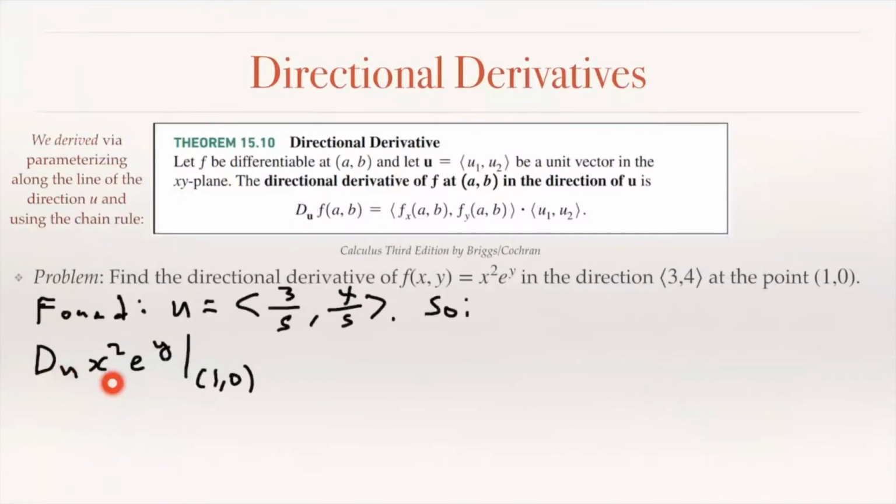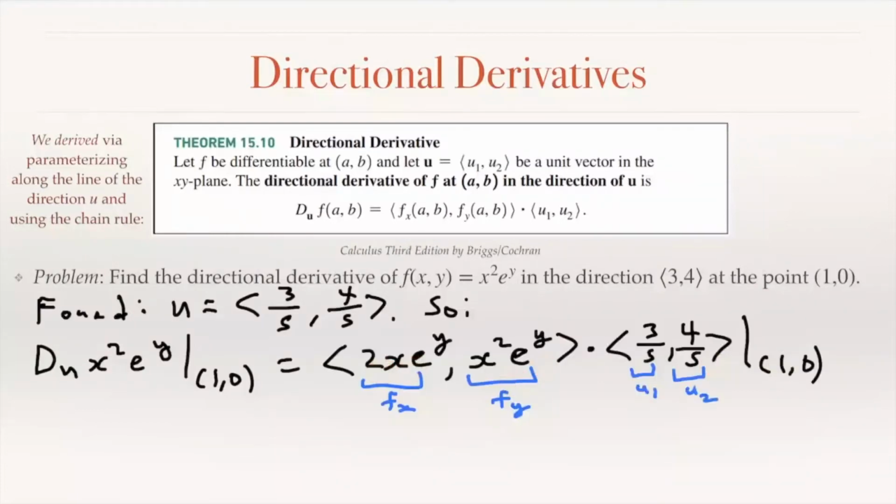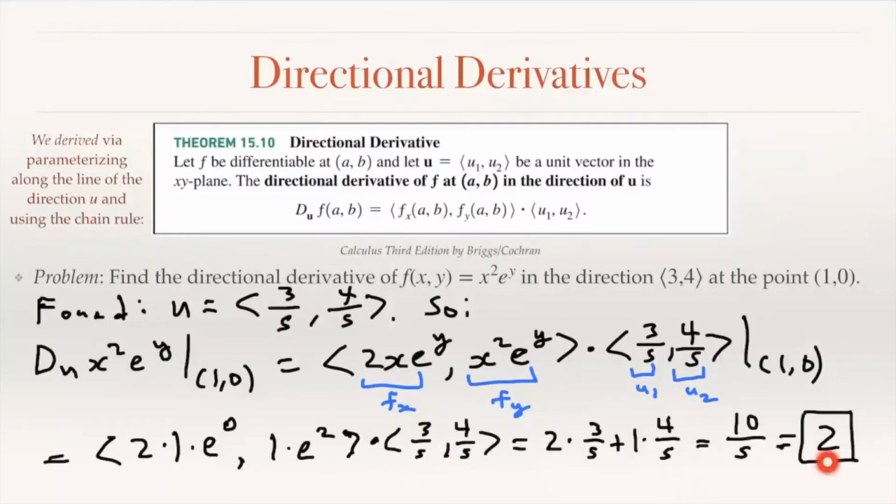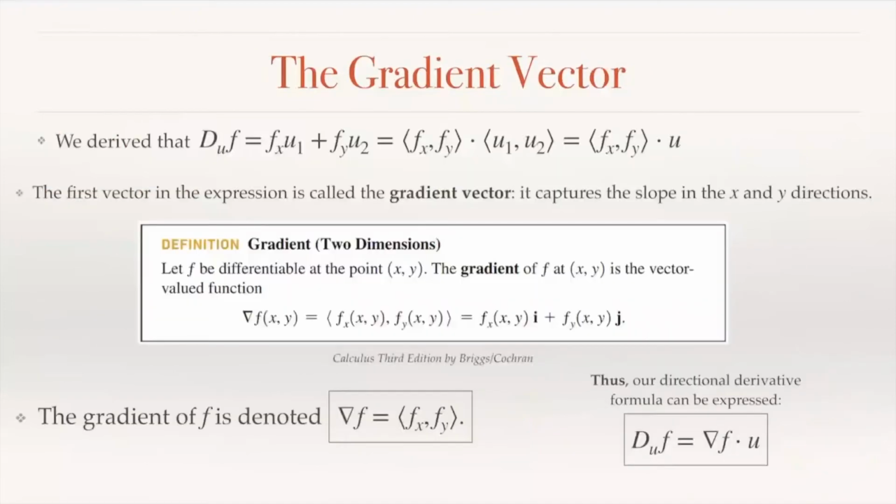So our directional derivative evaluated at the point 1, 0 is, plugging in, this. These are the partial derivatives of this function, dot u, which consists of u1, u2, evaluated at 1, 0. So now we plug in our point 1, 0 into this, and we get this, and evaluating that dot product, we have 2. So the directional derivative of that in that direction at the point is root 2. And that's really all there is to directional derivatives.